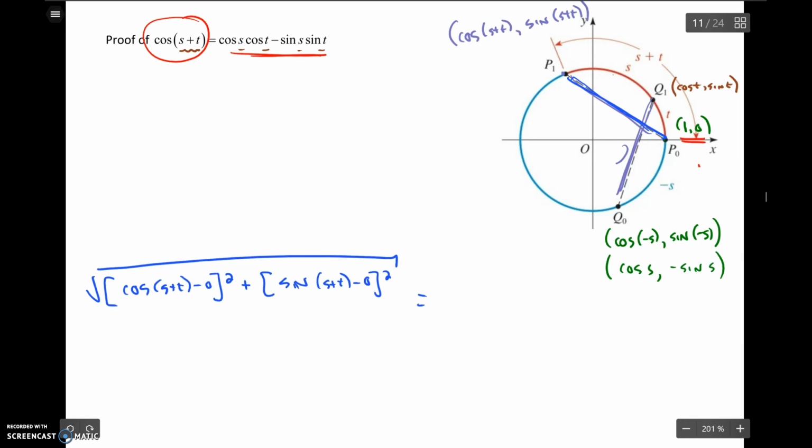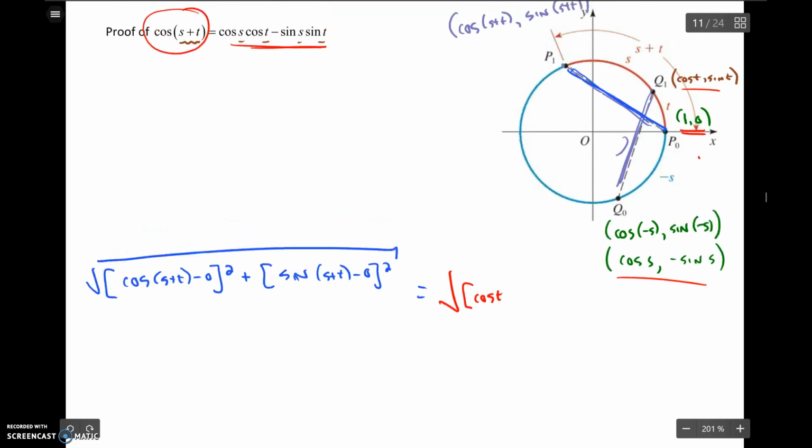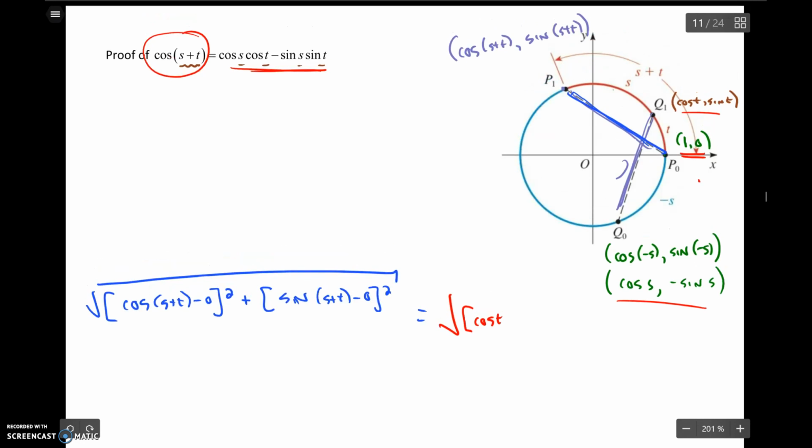equals, now let's do the length of the line between these two Q points, square root, cosine t, oh my gosh, I put a 0 in there again. X minus x is minus 1. That one's minus 0, that one's minus 1. So x minus x, cosine t minus cosine s, quantity squared, plus sine t minus the opposite of sine s, so that would be minus the negative is plus sine s, quantity squared, square root all that.